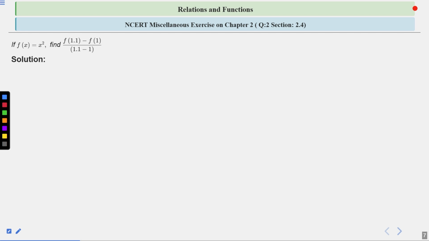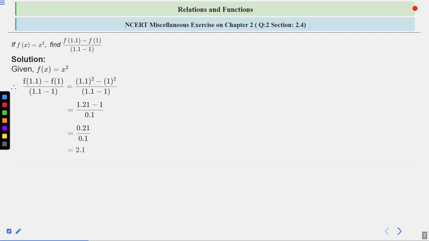So, solution. f(x) is defined by x². So f(1.1) is simply 1.1 whole squared. Now f(1) is 1 squared, and the denominator remains the same, 1.1 − 1. Now this will be (1.21 − 1) divided by 0.1. This gives me 0.21 divided by 0.1, which is 2.1. Clear? Very simple approach, very simple question.